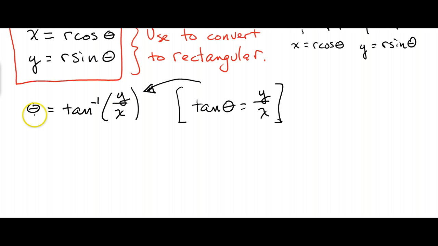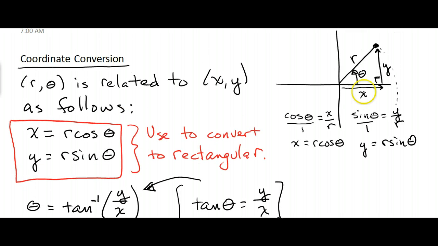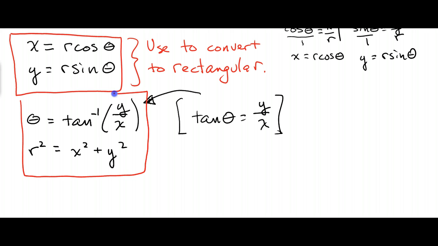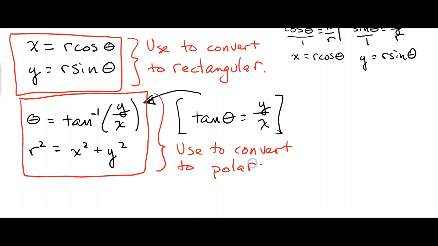So if I've got y and x, I can find my angle, again just using right triangle trig. And again, if I have x and y, remember we have a right triangle up here. If I have x and y and I want to find r, all I have to use is the Pythagorean theorem. So I know that r squared is equal to x squared plus y squared. So here are our two formulas to use to convert to polar.